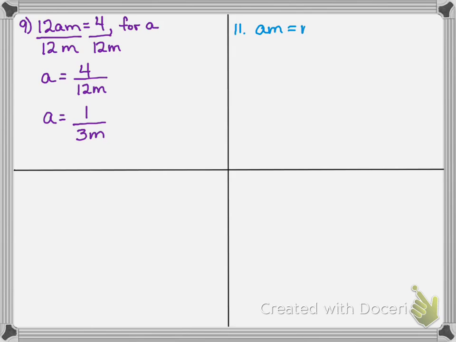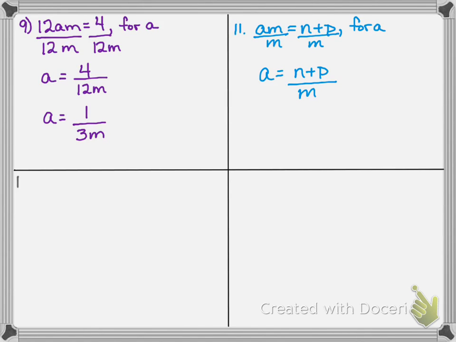11. am equals n plus p. And we're going to solve for a again. I'm going to start by dividing both sides by m. And that gives me a is equal to n plus p, all of that over m.